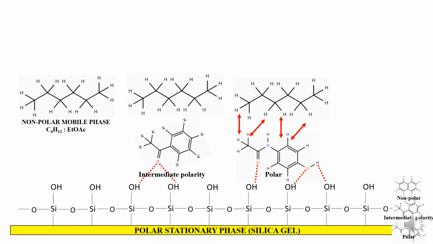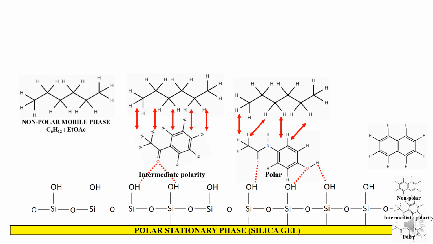Now what about its interaction with the mobile phase? So it interacts strongly with the non-polar mobile phase constituted by non-polar hexane and ethyl acetate molecules. So that is also one of the reasons why it is dragged for a longer distance. Now what about the non-polar naphthalene molecule?